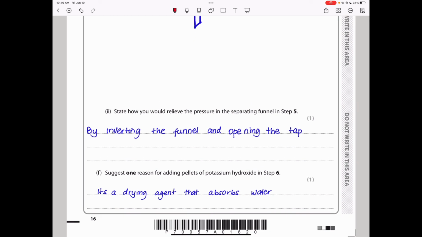Next part says, suggest one reason for adding pellets of potassium hydroxide in step 6. Potassium hydroxide in this case is going to be for drying, to absorb water. You guys know they can absorb water so that it's going to be dried.